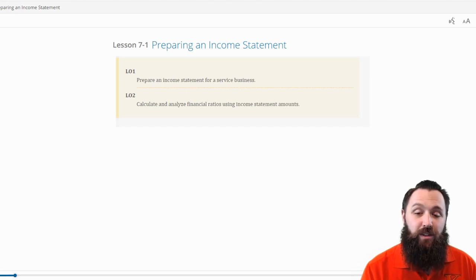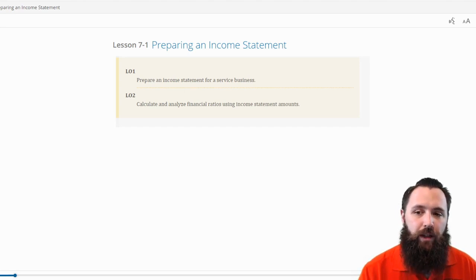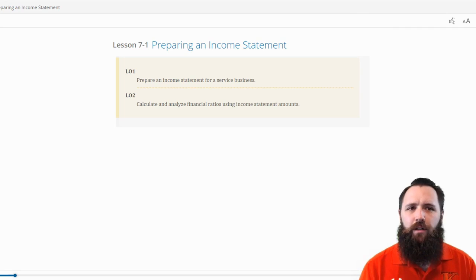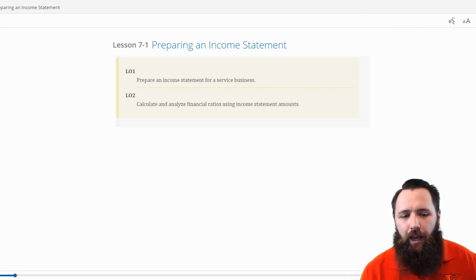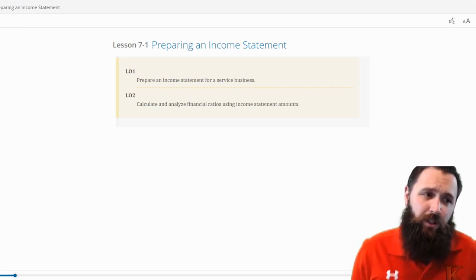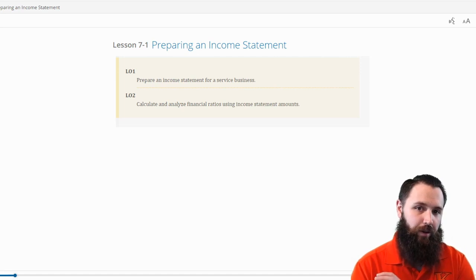Our learning objectives are to prepare an income statement for a service business and then calculate and analyze financial ratios using some of those income statement amounts. This is really similar to what you're going to be doing in the additional accounting classes that we have at the school, preparing actual financial statements, and even in some of the other business classes.